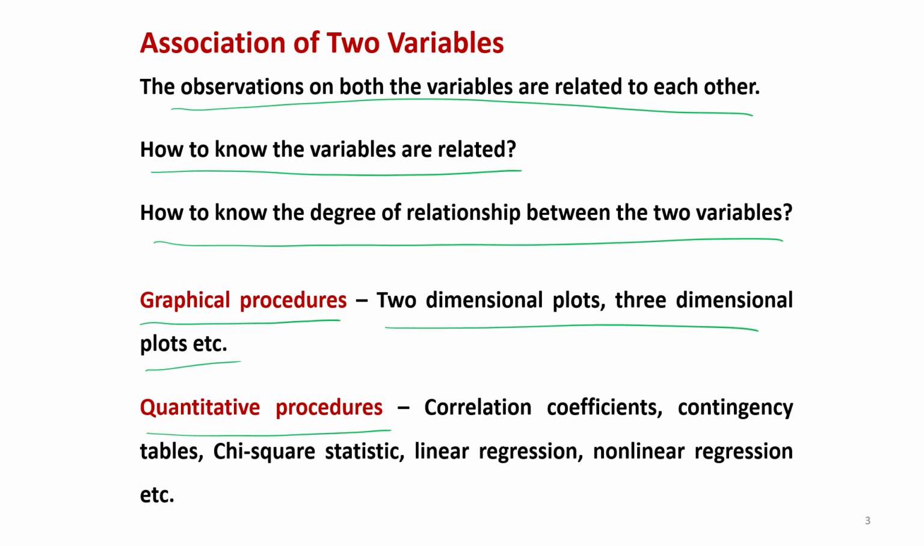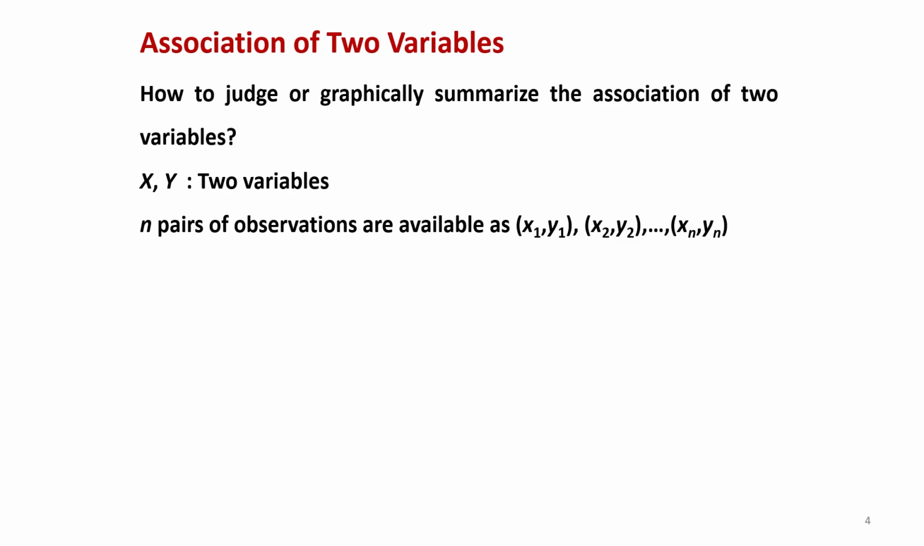And when we come to the quantitative procedures, there are several concepts which give us an idea of the numerical value of the degree of relationship, such as the correlation coefficient, contingency table, chi-square statistic, linear regression, non-linear regression, etc. Depending on the nature of the variable, whether it is continuous or discrete, we use different procedures. So, now let us first consider how to judge graphically whether there is an association between two variables, and this has to be judged on the basis of sets of data.